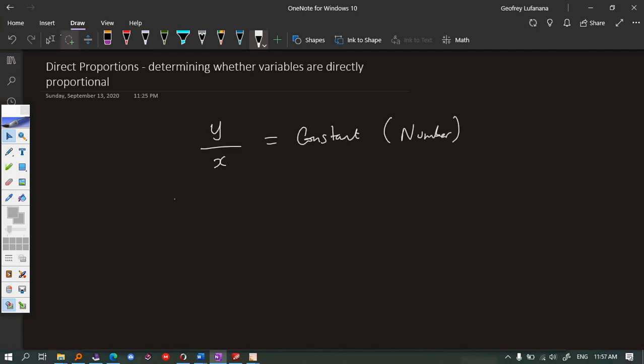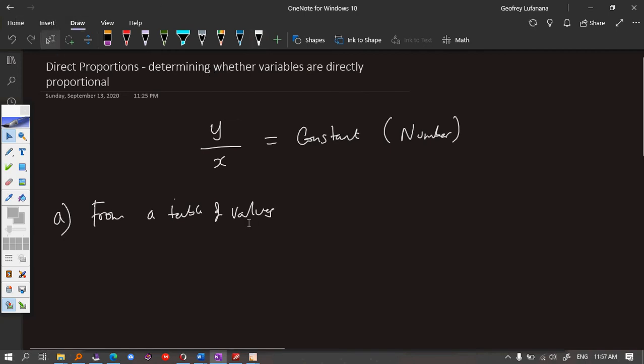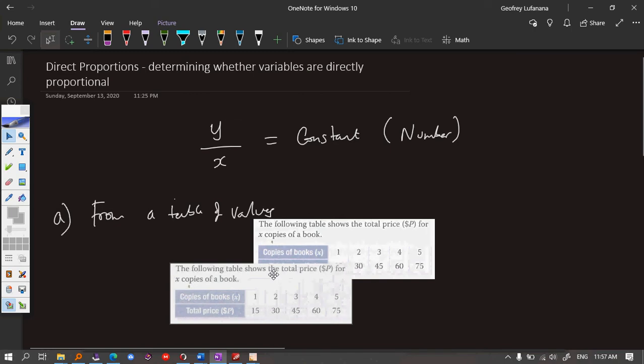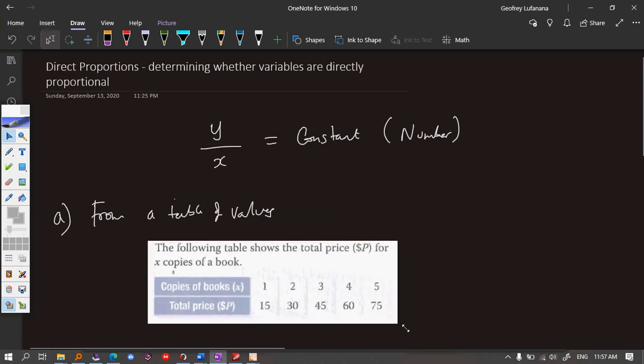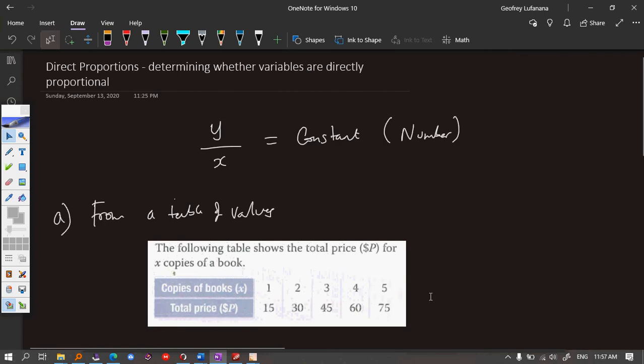Now let's take an example of a table of values, and we are going to be determining whether variables are directly proportional from a table of values first. So for example, if these are my values of x and p, and I'm required to determine whether x and p are directly proportional, what I need to do is to get corresponding values of x and p. So I'll do p out of x.